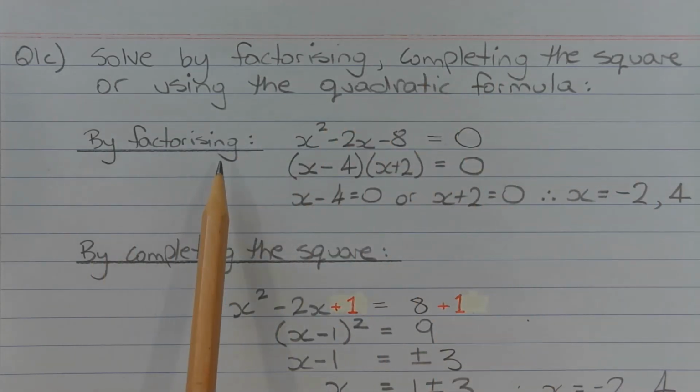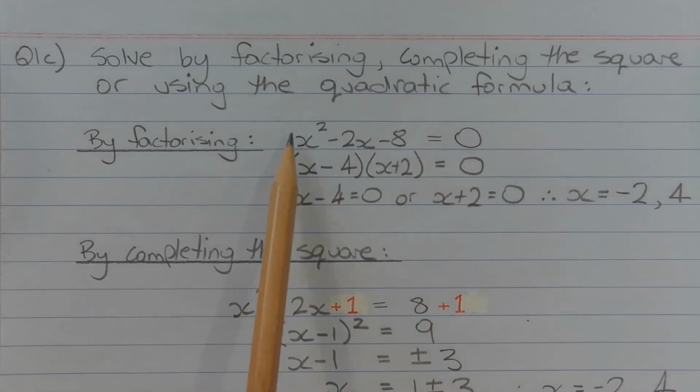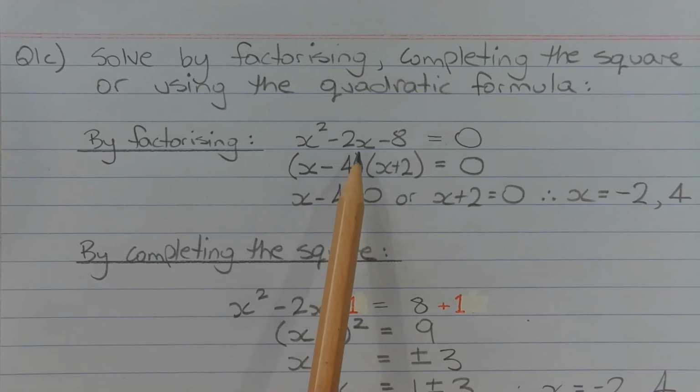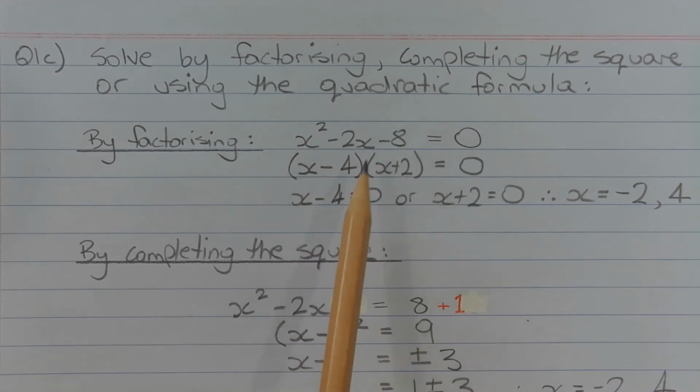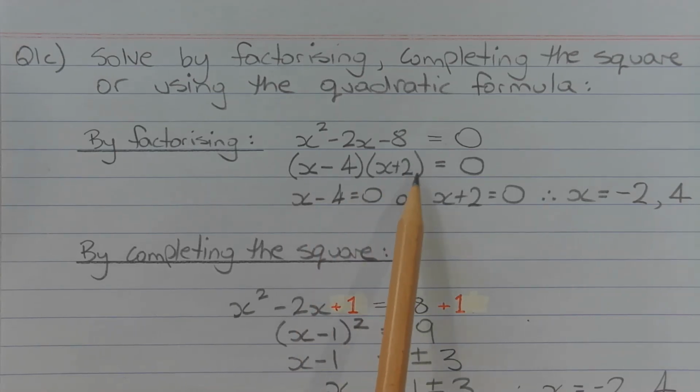So by factorising, because we're dealing with a monic quadratic equation, that is, the coefficient of x squared is 1, we can find two numbers whose sum is negative 2 and whose product is negative 8. And those two numbers are negative 4 and positive 2.